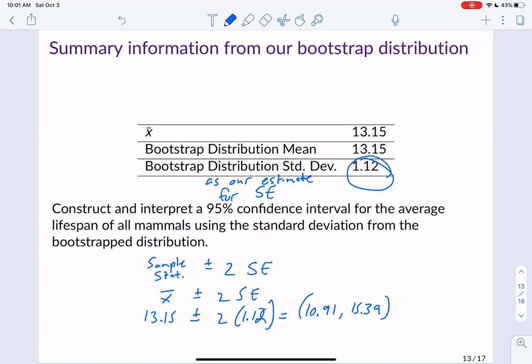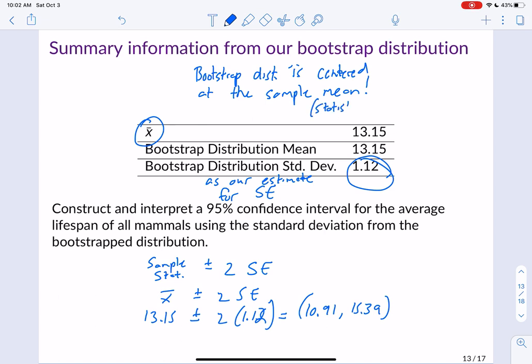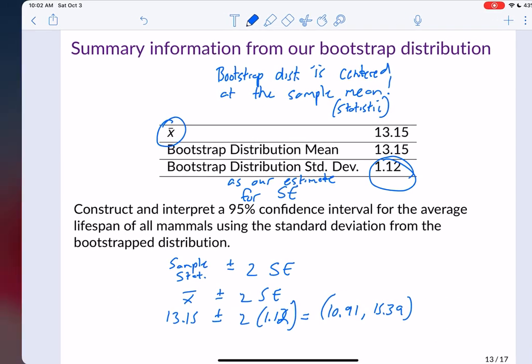Hopefully that interpretation makes sense. It's the same interpretation we've been giving these things over and over again. One thing I want you to note is our original sample mean was 13.15. Our bootstrap distribution mean is 13.15. What that means is our bootstrap distribution is centered at the sample mean, or the sample proportion, or the sample difference in means. It's going to be centered at our sample statistic. And in this case, it happened to be a mean.